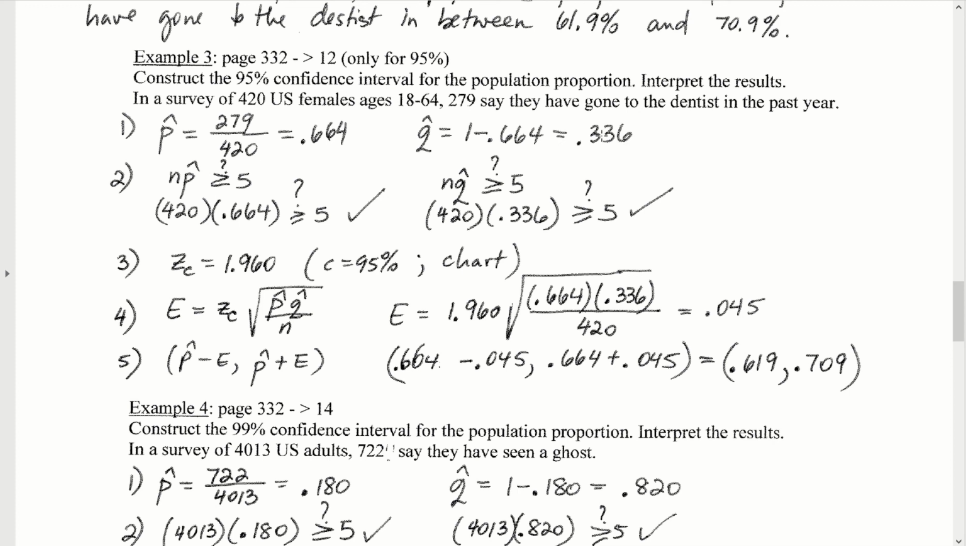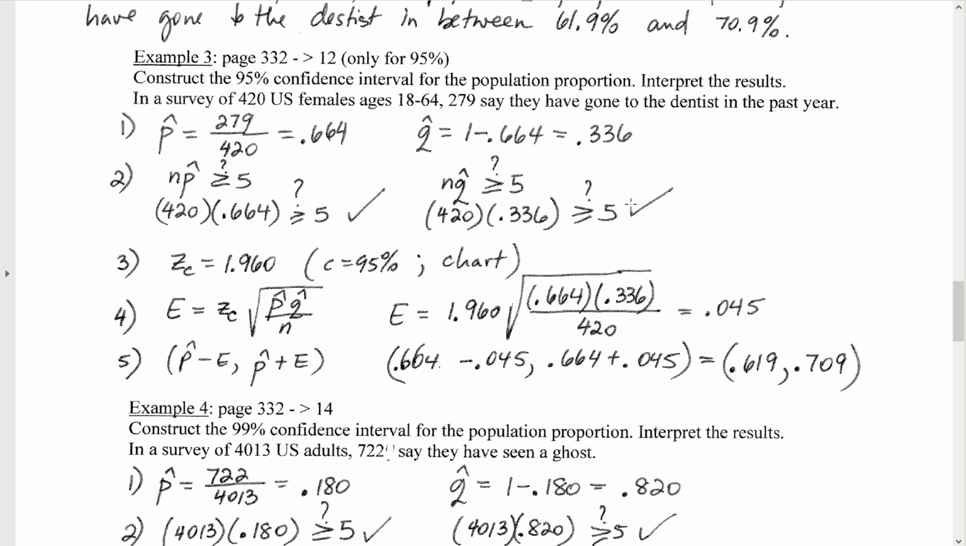Before we do anything else, we should make sure that n times p hat and n times q hat are both greater than or equal to 5. If I take 420, that's my n value, and I multiply it by p hat, that'll certainly be bigger than 5. As too, will 420 times 0.336, which is going to be greater than or equal to 5.